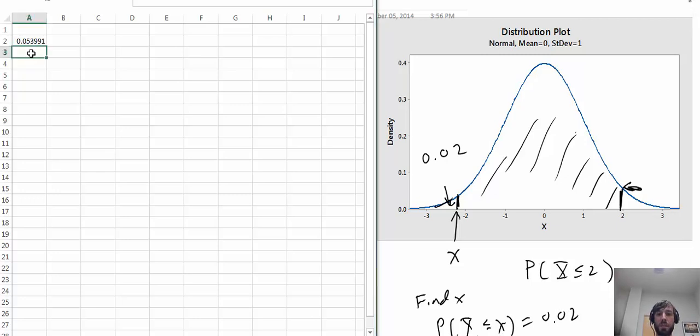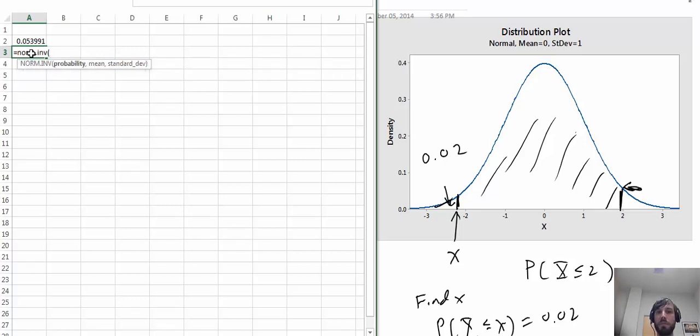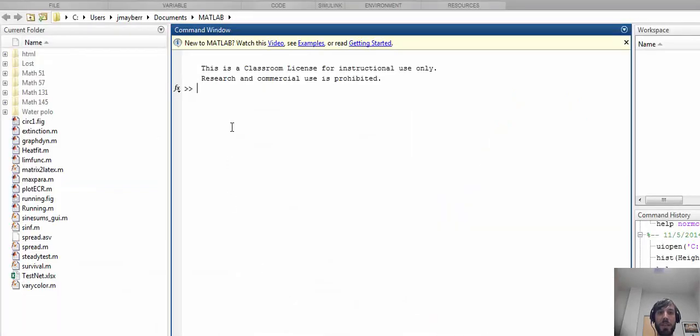So in Excel, we could do this using the norm.inverse function. The first argument here now, in contrast to the previous one, is the area of the region, the area given, in this case 0.02, whereas the second two arguments are still the same. So this answer tells me that that line right here should occur at x equals negative 2.05375.